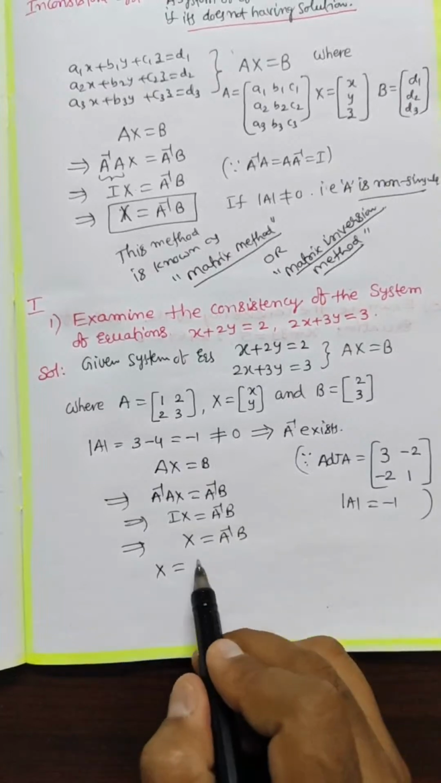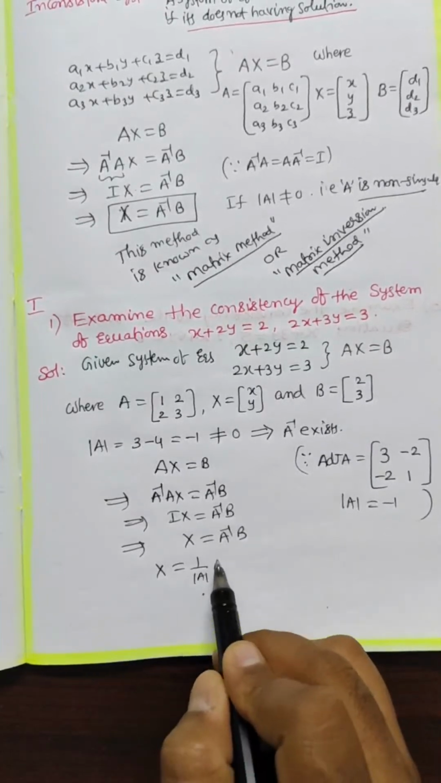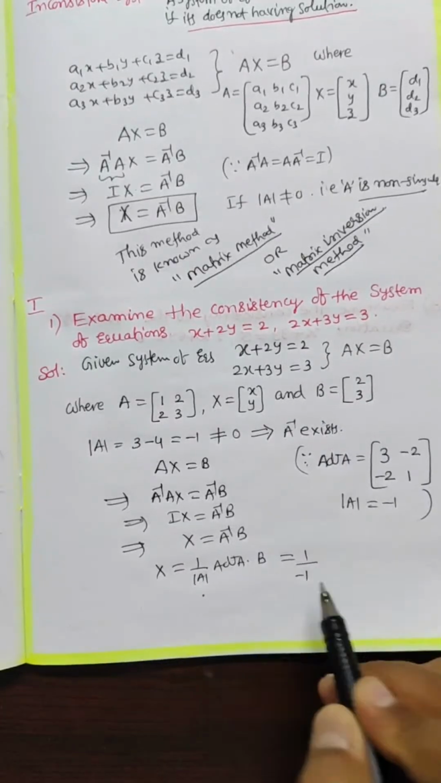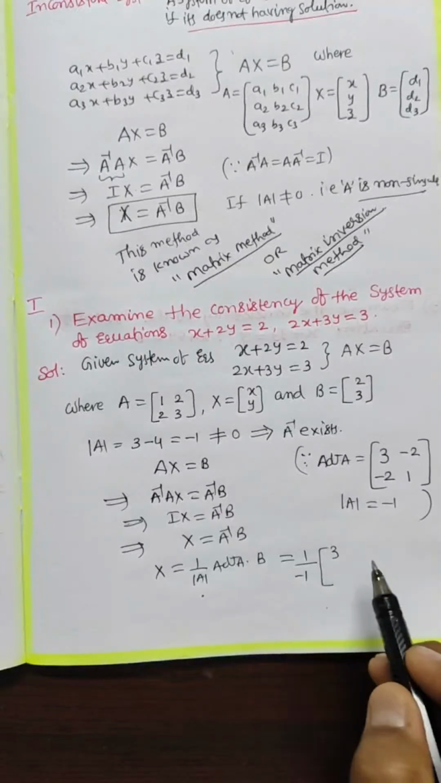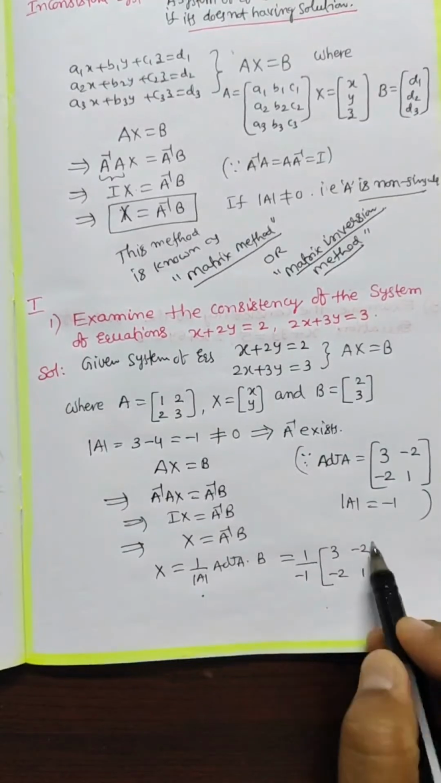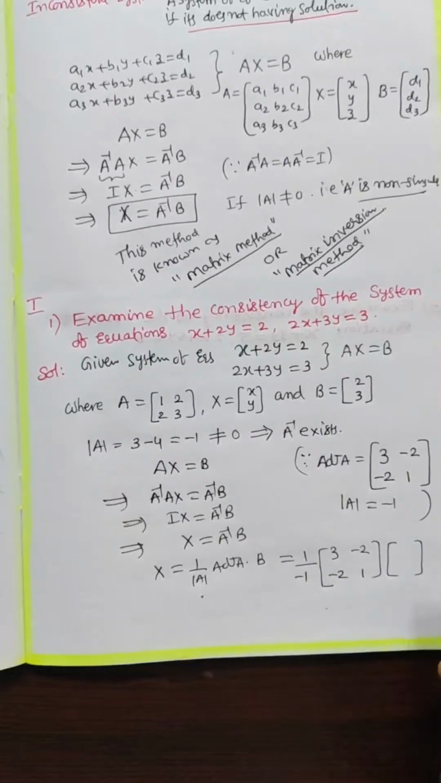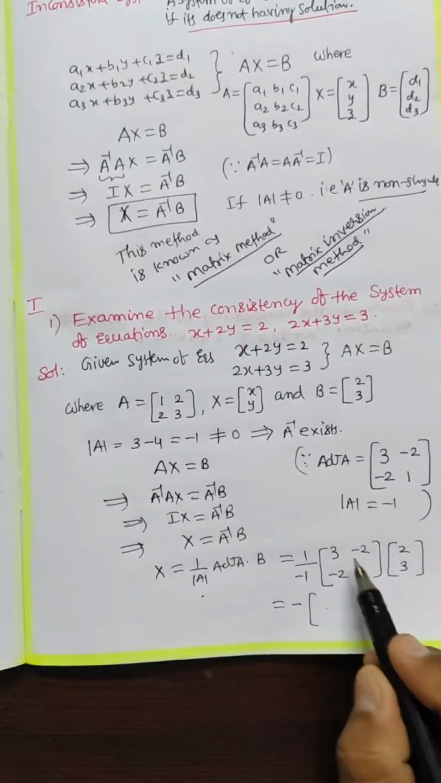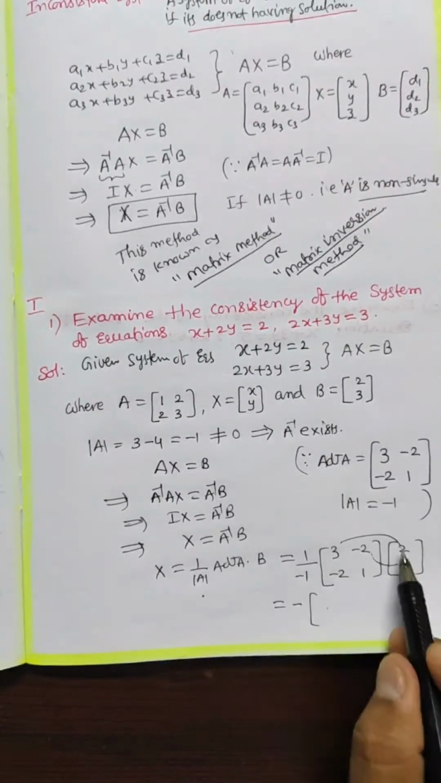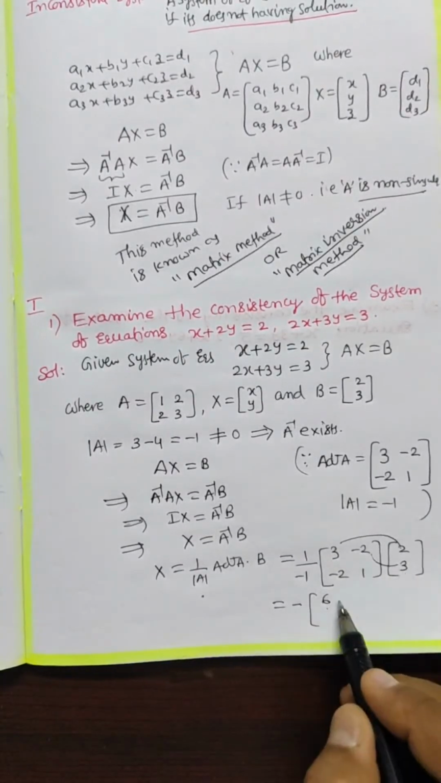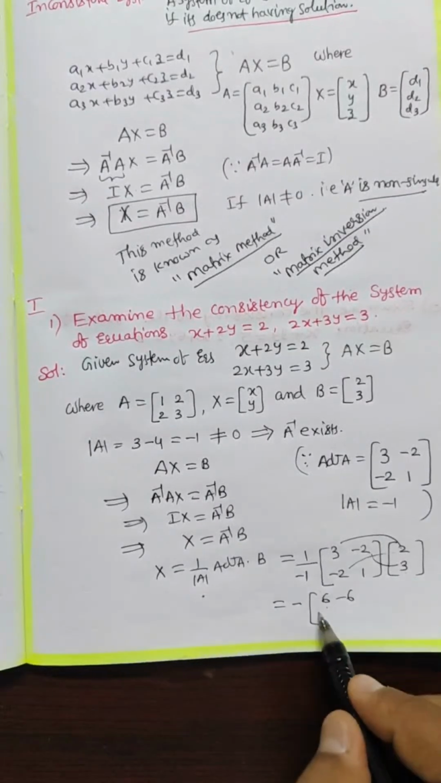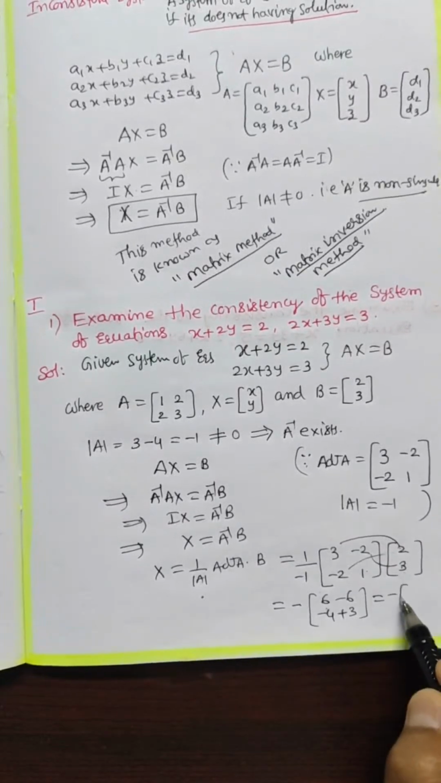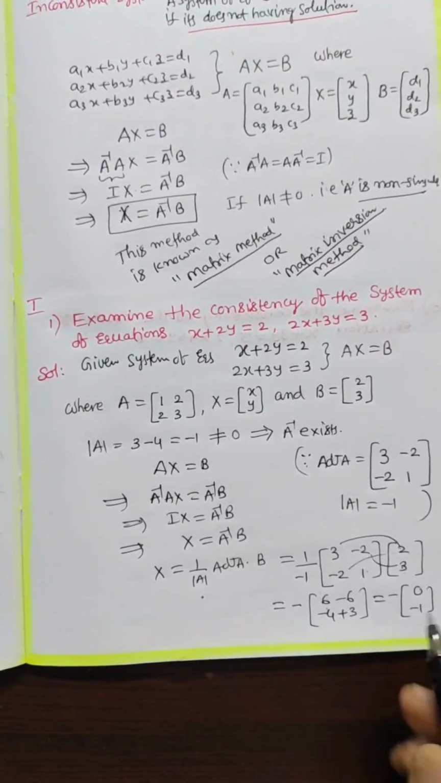So X is equal to A inverse, which means 1 by det A into adjoint A into B. That is equal to 1 by det A, value is minus 1, into adjoint A matrix [3, minus 2; minus 2, 1] into B matrix [2; 3]. So which is equal to minus [3 into 2, 6, minus 2 into 3, minus 6; minus 2 into 2, minus 4, plus 1 into 3, 3]. So which is equal to minus [0; minus 1].